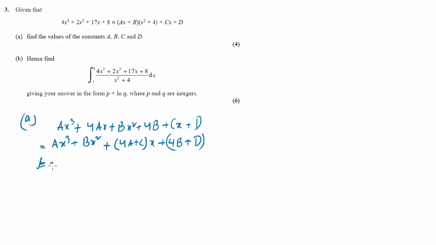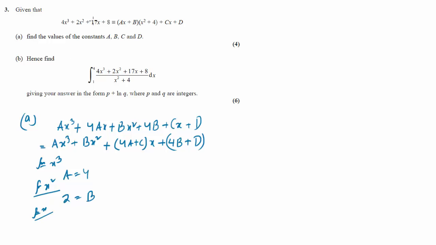So for x cubed, on the left hand side with x cubed we have 4, and here with x cubed we have a, so a equals 4. Then for x squared, on the left hand side with x squared we have 2, and here we have b, so b equals 2.